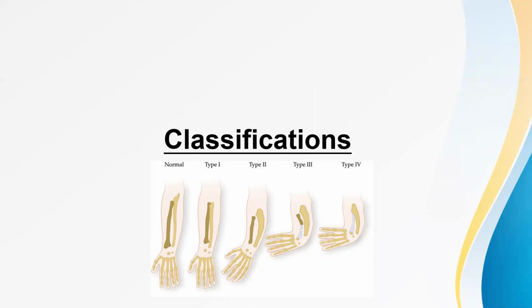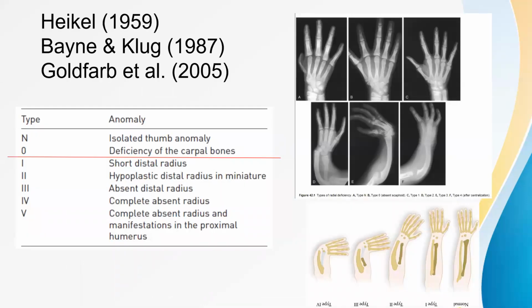Classifications. The first classification system was proposed by Hickel in 1959, but the most widely accepted one is the Bayne and Klug classification proposed in 1987, which was later on modified by Goldfarb to include the thumb deformity in it. So before the Goldfarb modification, it was starting from 1 to 5, and then with Goldfarb we added the N and the 0 for the thumb and the carpal bone as a spectrum of radial club hand.